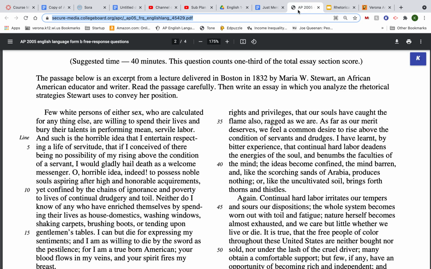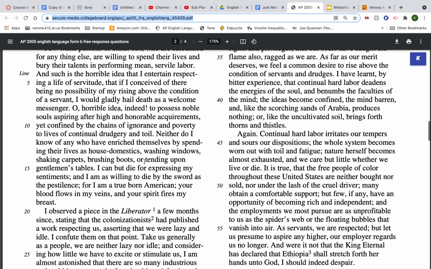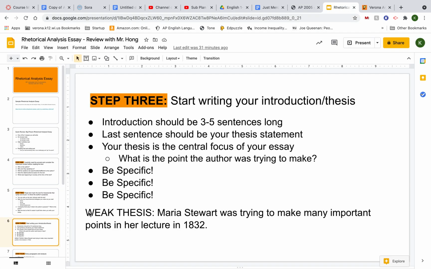So if you look here, they give you the line numbers, and I would just be underlining, circling. You can develop your own system for how you want to do this, but it is critical that you are underlining and marking the text as you go through for things that jump out at you, and also that go directly to the writer's purpose. All right, step 3. Now that you've finished reading, sorry, now you're going to start writing.